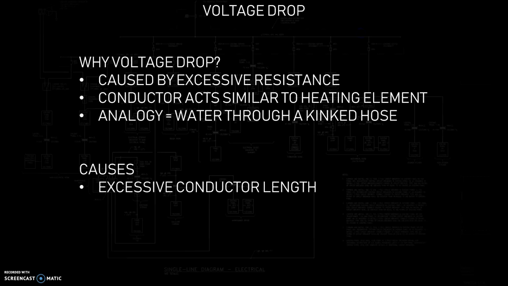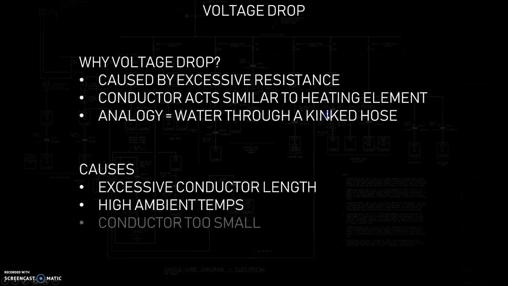A very long conductor, okay? It doesn't necessarily mean you did anything wrong, but maybe there's just a very long run of wire that's inevitable. That can cause excessive resistance. High ambient temperature, that's what we just talked about in the last lesson, your derating factors for high ambient temperatures. How do we combat that? We run a bigger wire, right? So high ambient temperature means your molecules expand. It's harder for electrons to go from one to the next, therefore you get a higher resistance.